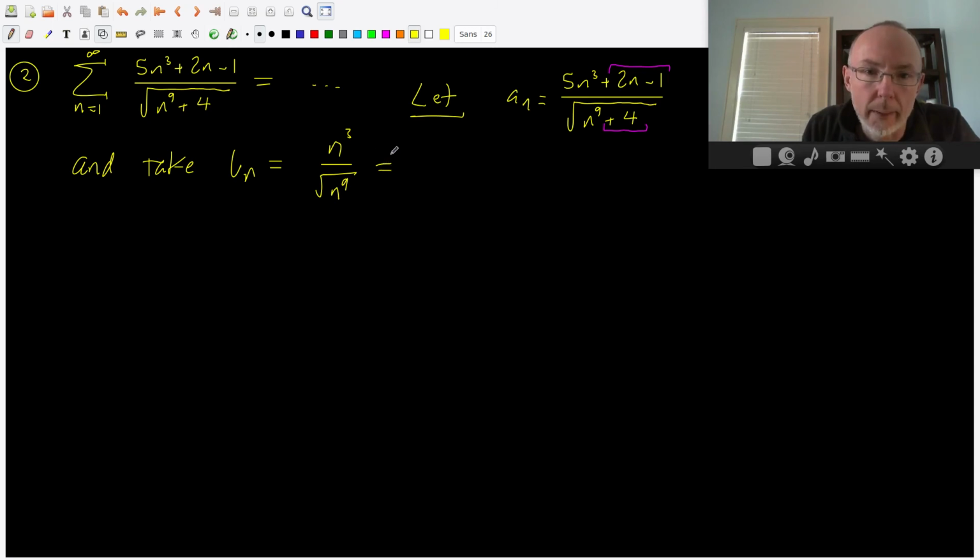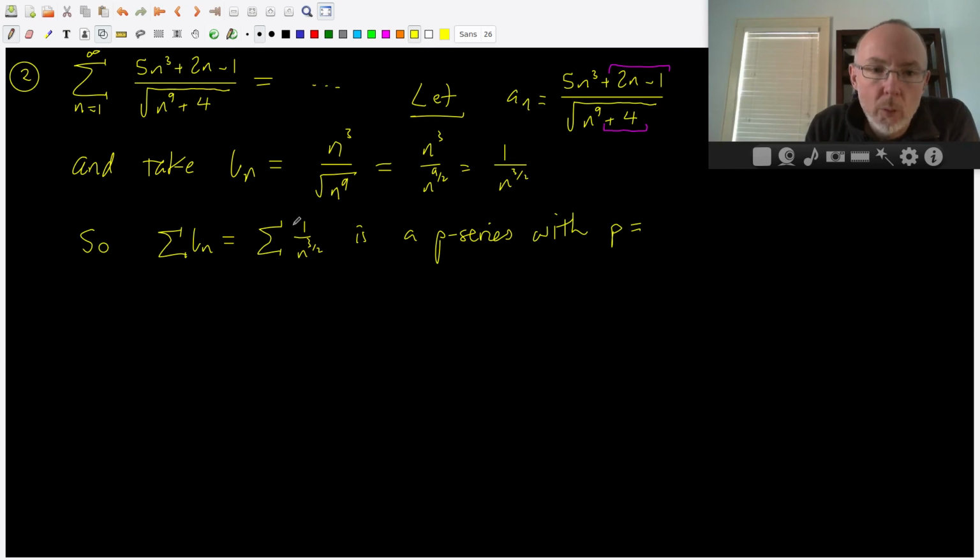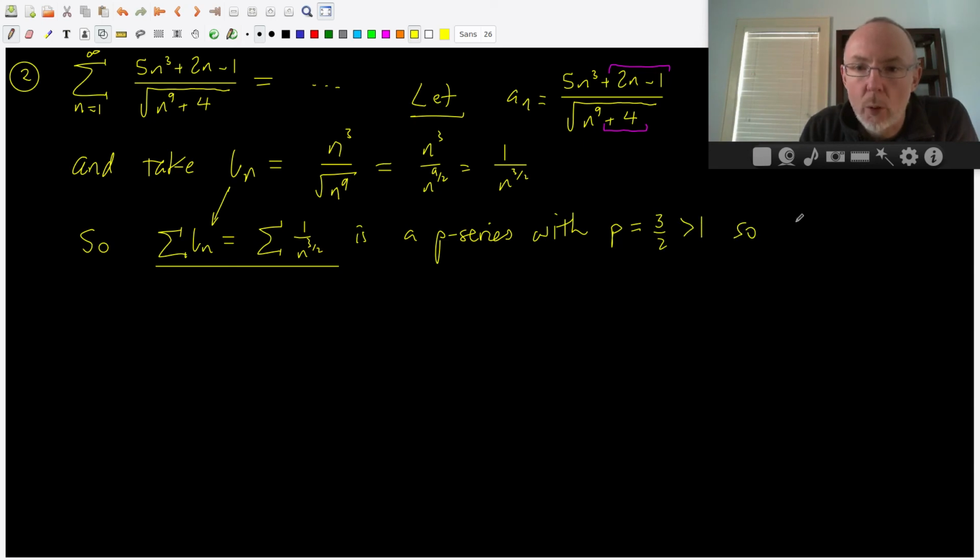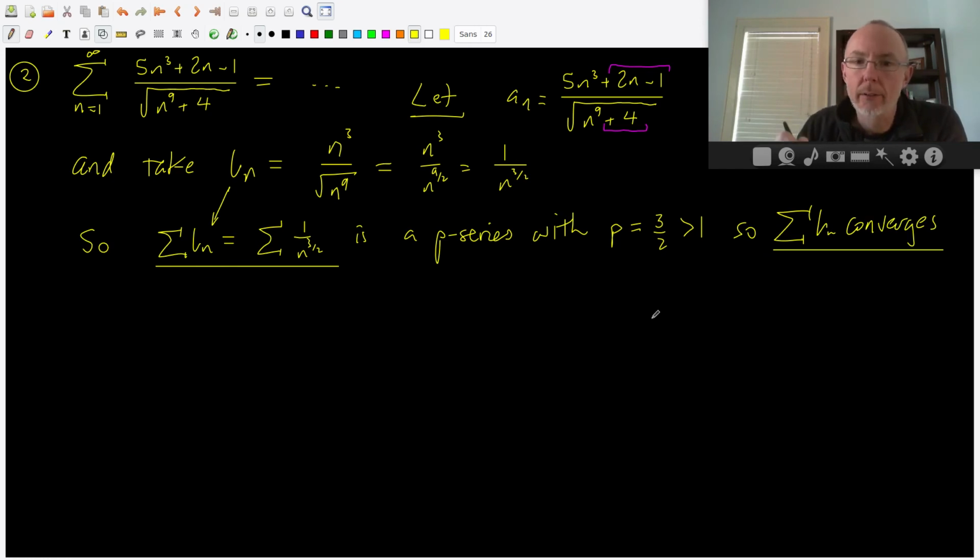What that comes out to be, we can simplify, right? This is n cubed divided by n to the 9 halves. So what's that? If I was going halves, I'm going to cancel 6 of them, right? So this is 1 over n to the power of 3 halves, if I got that right. And the beauty of that is that we have a p-series. The sum of the b's, when we add up all of those terms to get that series, gives us a p-series. And in this case, p is 3 halves, and that's bigger than 1. And so the sum of the b's converges. And when it comes to the limit comparison test, that's the thing we need to know. We need to know whether the sum of the b's converges or not.